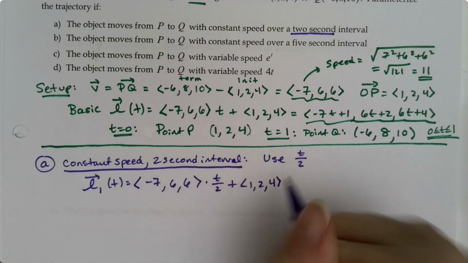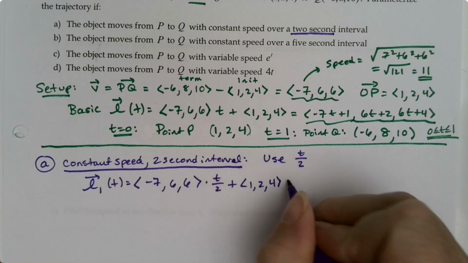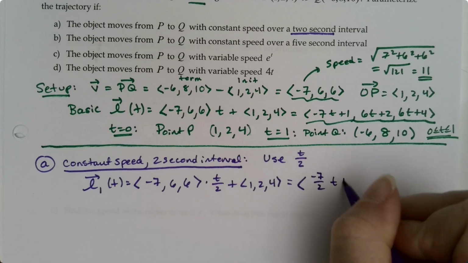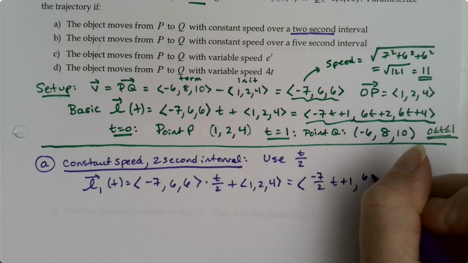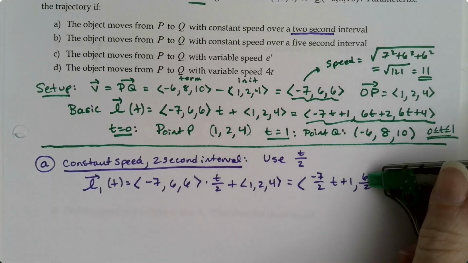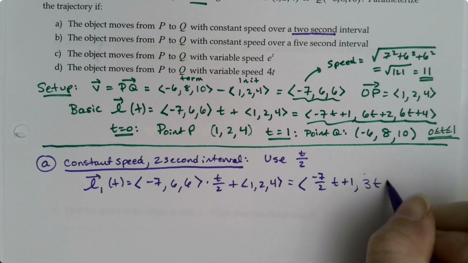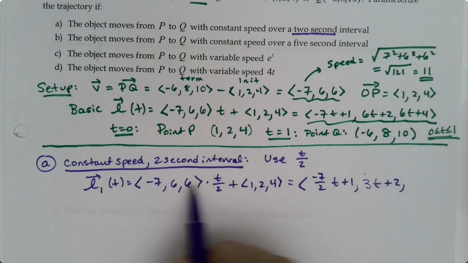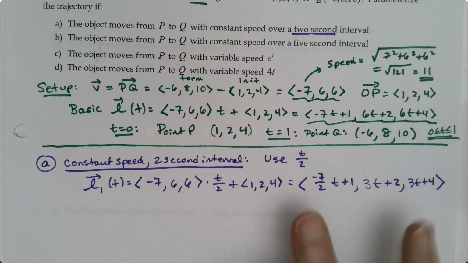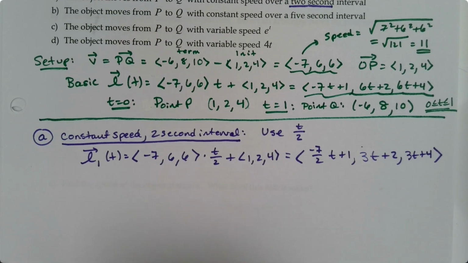You can think of it as cutting each of these in half, right? So that would be -7 halves t plus 1, 6 over 2 t, which we know is 3t, so I'm just going to write 3t plus 2, and 6 over 2 is 3t plus 4. So I'm cutting my direction vector in half. Will this work? So let's check it.